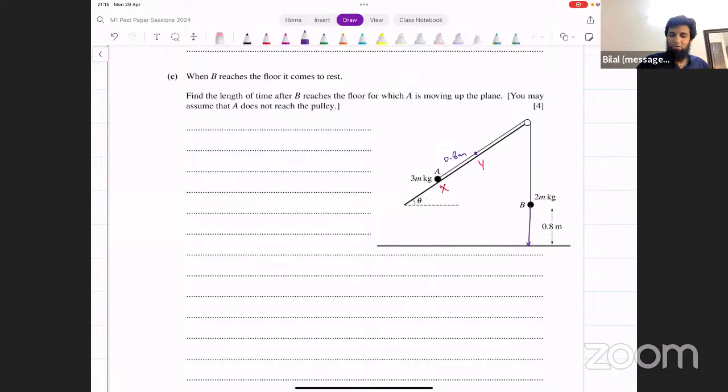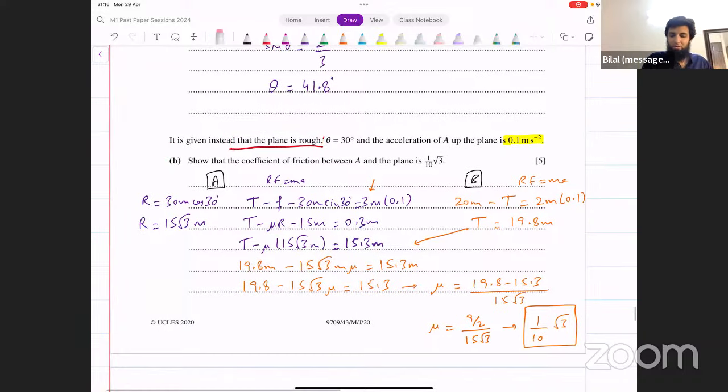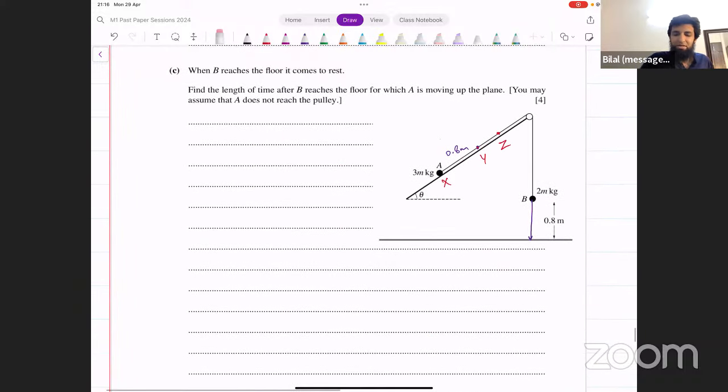So now we can say after Y, it moves on for a while until its speed becomes zero at this point. Let's call this point Z. Now remember, we were given this at the start of part B. It's given instead that the plane is rough. It's before part B. That means this condition also applies to the third part. Part C also has a rough plane. Now, what does that mean? Let's break this journey down to two parts, from X to Y and Y to Z.